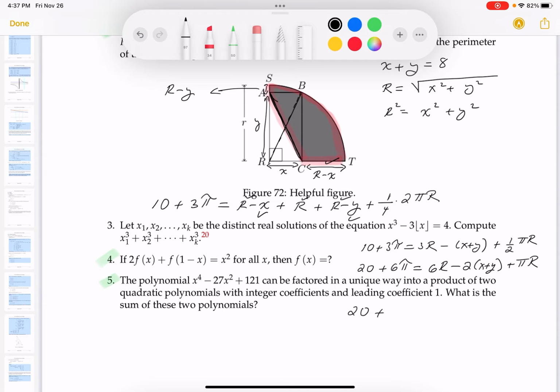20 plus 6 pi equals 6r minus, well, x plus y is 8, right? So it's going to be minus 16 plus pi r. You're going to get 36. I'm adding 16 to both sides. Plus 6 pi equals, I'm going to factor an r out. This is r. And this is going to be 6 plus pi.